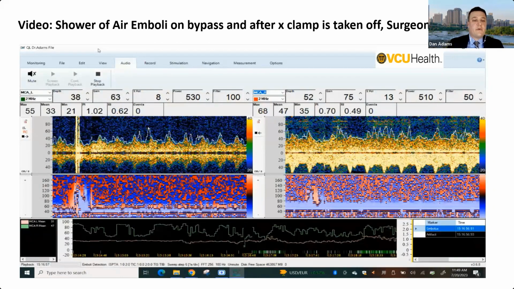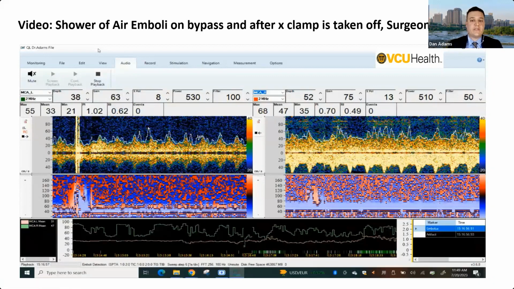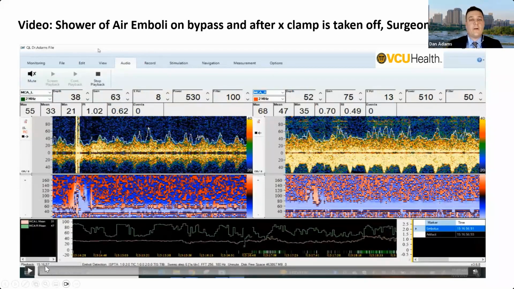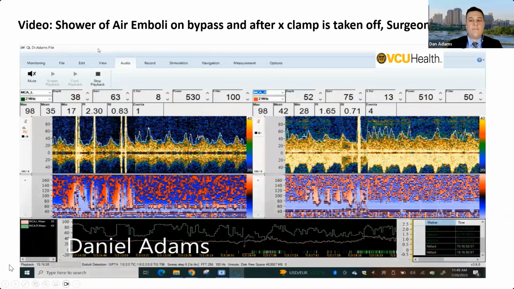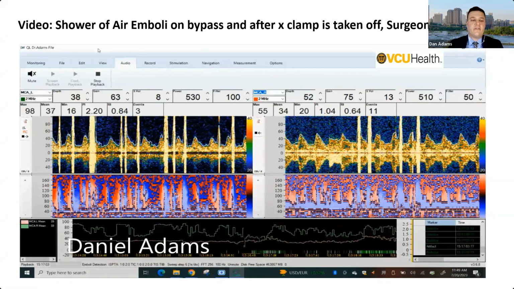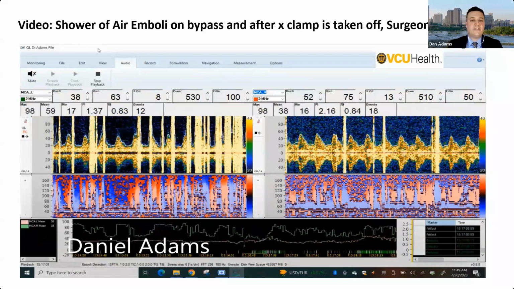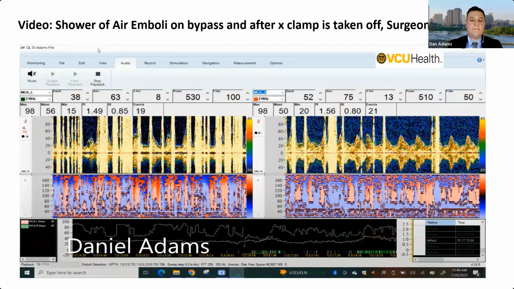So this video recording is demonstrating a shower of air emboli on bypass after the cross clamp has been removed from the aorta. So we observe pulsatile bilateral flow with the emergence of single air emboli bilaterally.